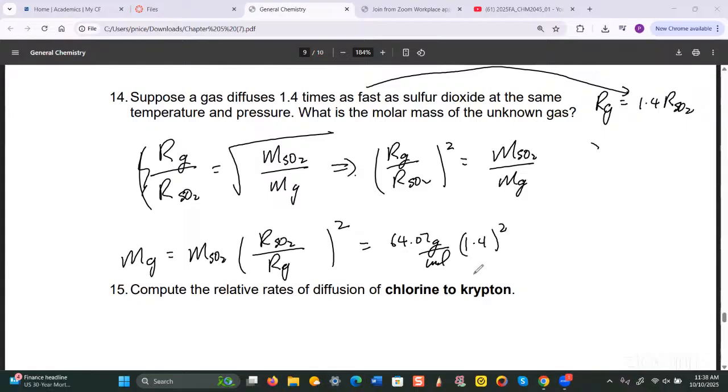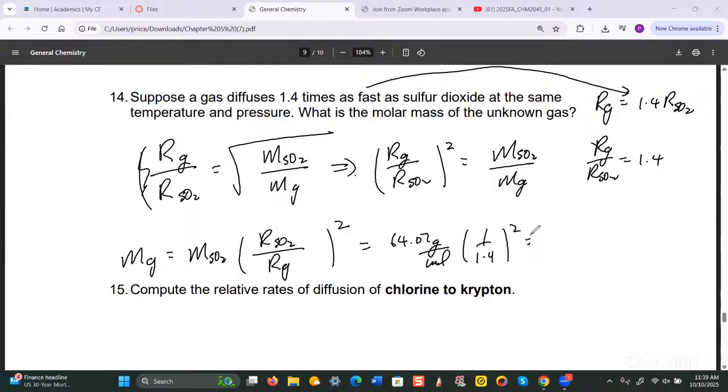Actually, wait a minute. Hold on. I'm sorry, this should be 1 over 1.4 squared. Because based on what I have here, rate of effusion of the gas divided by rate of effusion of SO2 would be equal to 1.4, which means that this ratio here is the inverse of that. So this should be multiplied by 1 over 1.4 squared. And let's see what that gives.